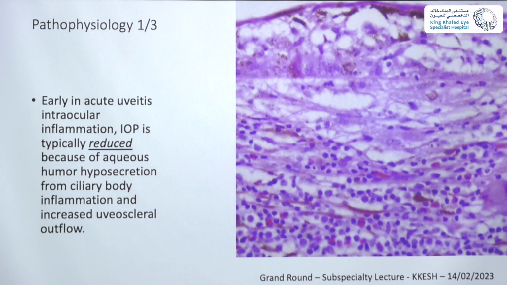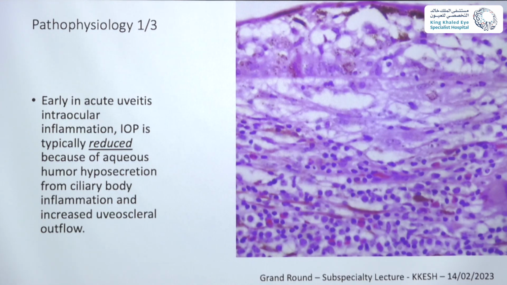The pathophysiology of uveitic glaucoma: initially what happens is a reduction of IOP because of the inflamed ciliary body, and therefore I would have hyposecretion, and also I will have an increase in the uveoscleral outflow, which is the non-conventional pathway. So whenever this happens, you will have a reduction in the intraocular pressure. Let's focus on this slide.